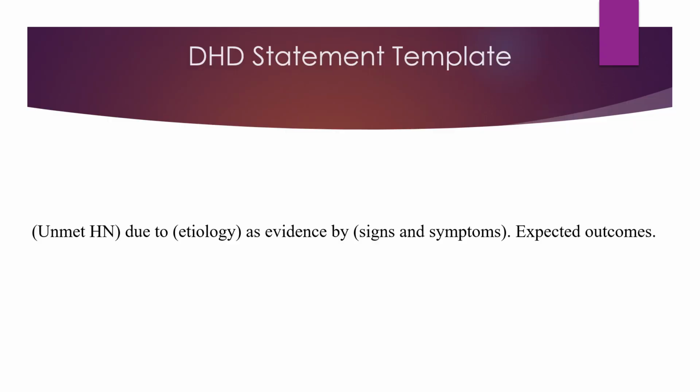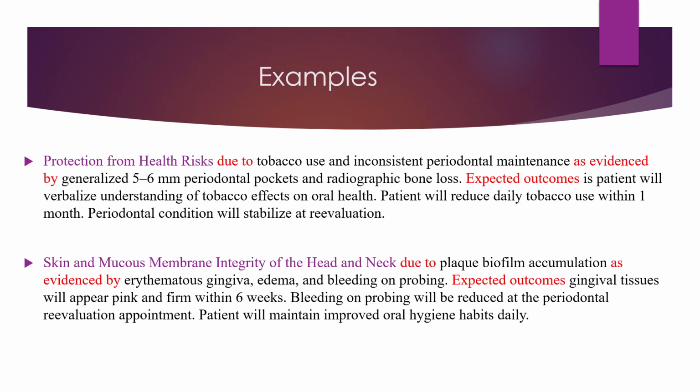So let's take a little bit closer look at this. This is going to be the template that we're going to be putting in Origin under dental hygiene statement. So everything in the parentheses is what you're going to add in. So you're going to determine what the unmet human need is, what is the etiology, what are the signs and symptoms, and then what are your expected outcomes. So let's look at a couple of examples.